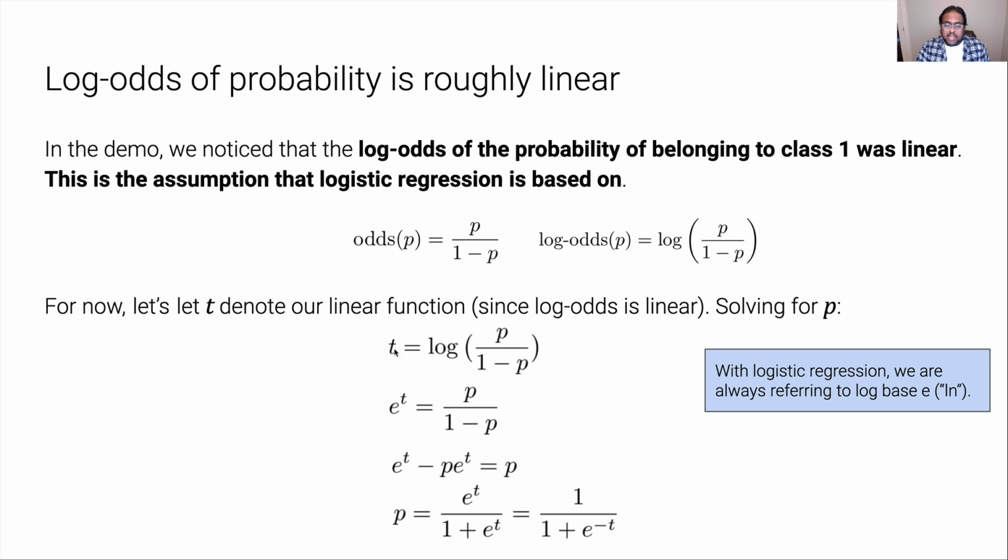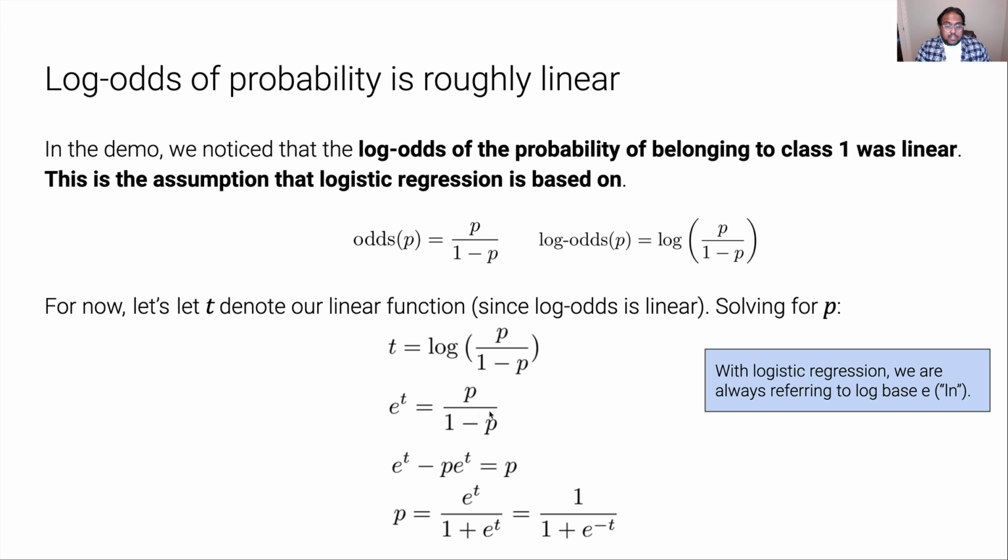So I'm going to say the left-hand side is t, the right-hand side is the log of the odds of this event. What I can then do is raise both sides to the exponent with base e. So e to the exponent t is equal to e to the log of p over 1 minus p. Now we know that e to the log of something is just that something, assuming that we are working with log base e, which is what we do when we are dealing with logistic regression.